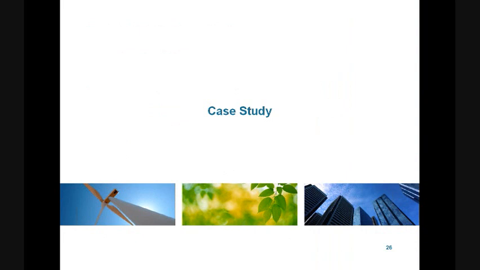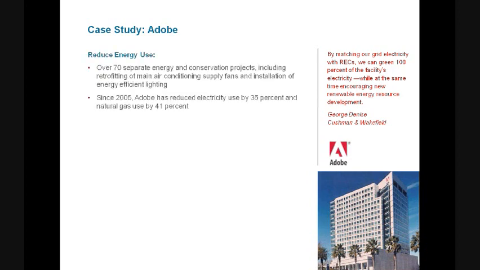All right. So what does this look like in real life? How does all this come together? Who's done it, and what have they done? So let's look at Adobe. First, what Adobe did is they reduced their energy, because the cheapest, cleanest form of electricity, as you all know, is a kilowatt hour that's never used. And Adobe did a really aggressive job at implementing 70 different measures. Some were really innovative. They retrofitted their entire HVAC system and installed lots of efficient lighting. As a result of all these separate measures, they reduced their electricity by 35% and their natural gas by 41%. So these are substantial reductions.